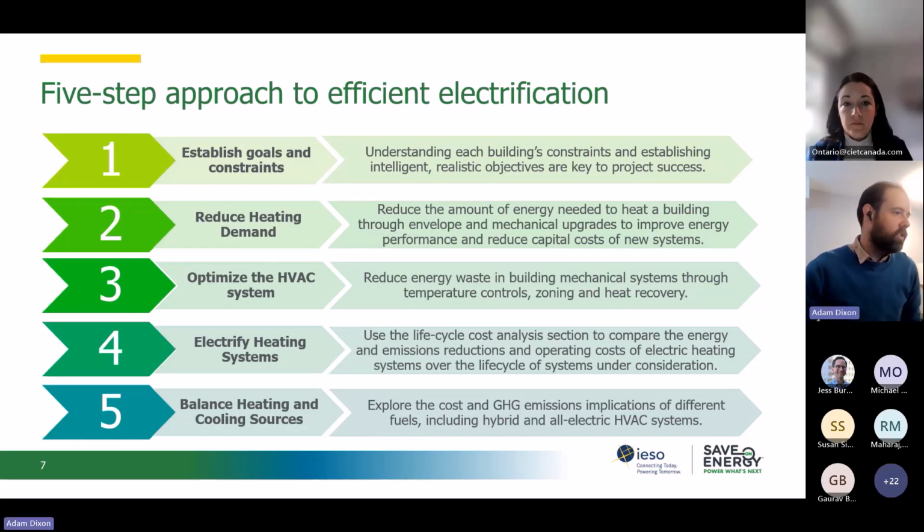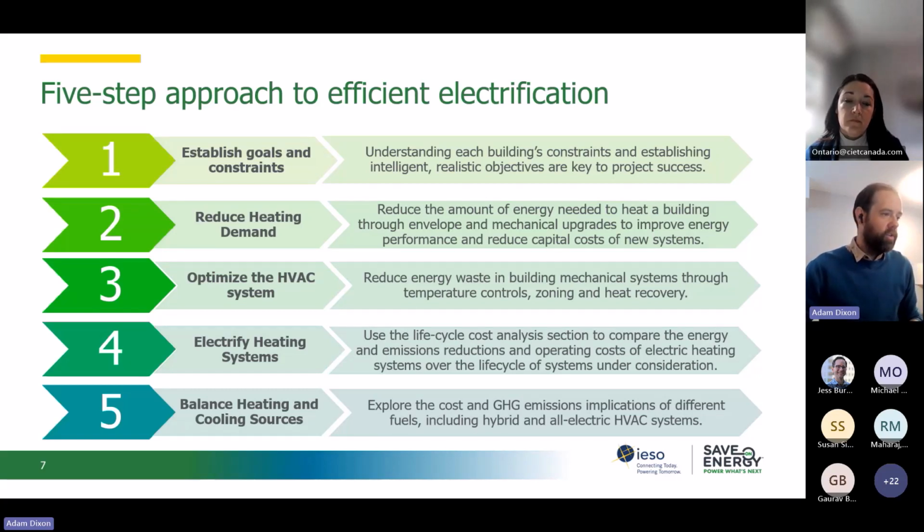The next thing is to optimize that HVAC system. So once you've established which direction you want to go, you want to reduce the waste in the building's mechanical systems through things like temperature control, zoning, and heat recovery. So making sure your current building is as efficient as possible is the goal until this point. Then what we want to do is move to step 4.